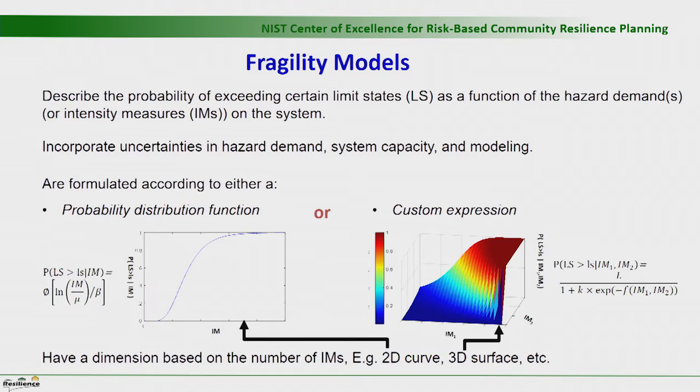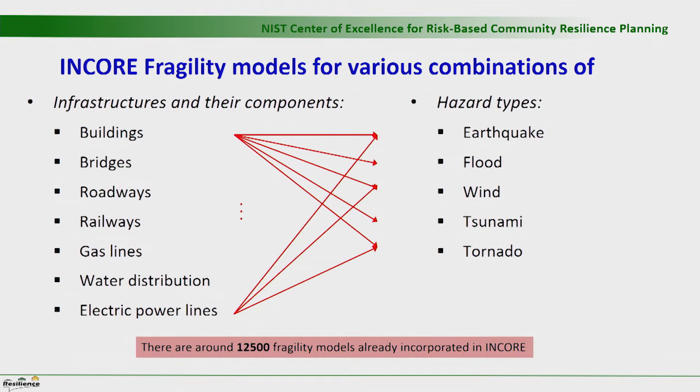You see on the left-hand side the classic example of a two-dimensional fragility curve characterized by a cumulative distribution function, or we have the potential to ingest custom expressions that offer estimates of the likelihood of damage or limit state exceedance given perhaps a vector of intensity measures or a set of characteristics of the structure or system. Currently within INCOR, we have on the order of 12,500 fragility models that are ingested within this platform to help us in assessing physical infrastructure performance.